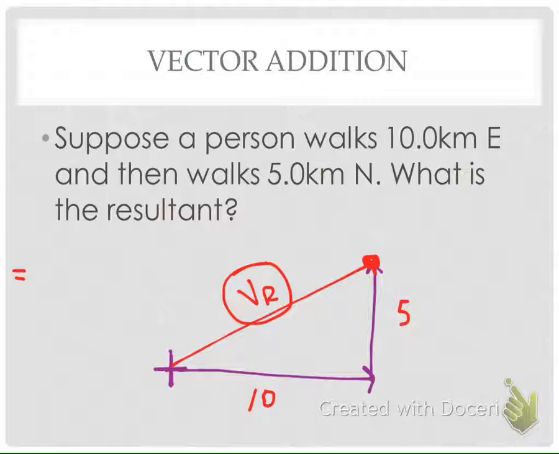For our hypotenuse here, our final displacement, we get 11.18, and what's our units? Kilometers. So this tells us how far we are from where we started, but it doesn't tell us, if I was going to leave my origin and try to make it to this spot, which direction to go, right?